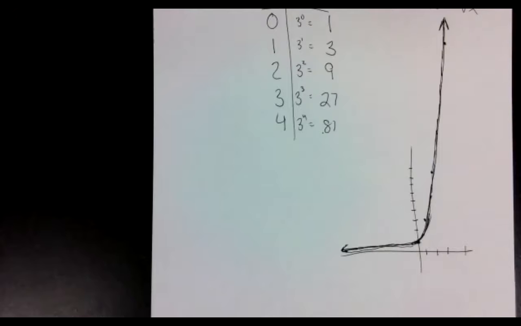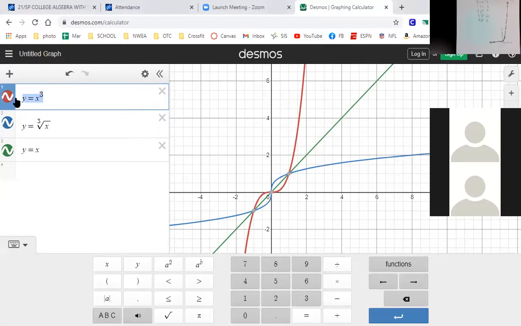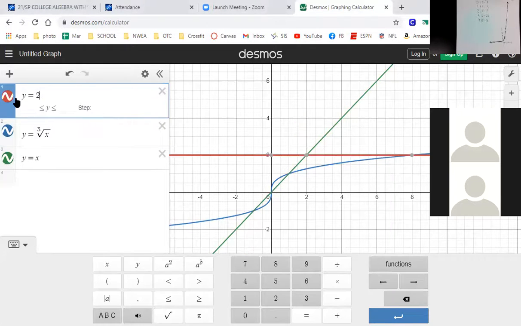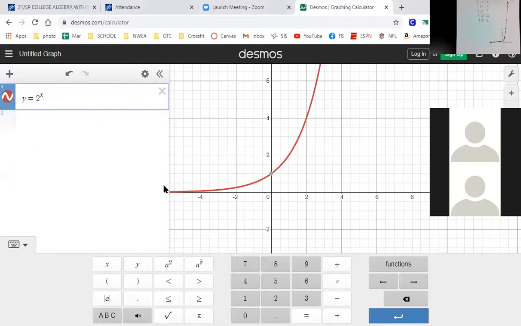Okay, again, I'm going to switch screens. I kind of want to go to the Desmos just because it's going to do a better job of graphing than I could ever do. So again, I really hope you guys are seeing my Desmos screen. Clear those out. So again, this is y equals 2 to the x power.